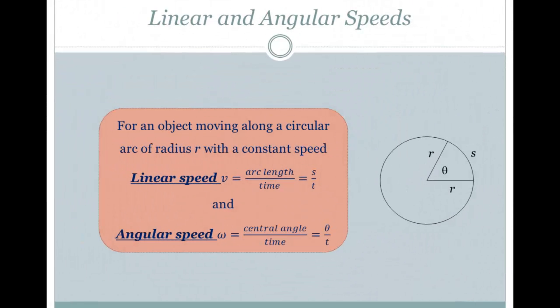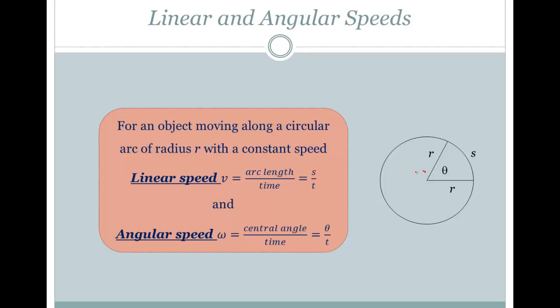Let's talk about linear and angular speed. Linear speed is going to be the arc length over time, and this is going to be some sort of length unit, like meters per second or miles per hour. Whereas angular speed tells me how fast the angle is changing, and that's typically going to be in revolutions per second, revolutions per minute, radians per second or radians per minute. This is for an object moving along a circular arc.